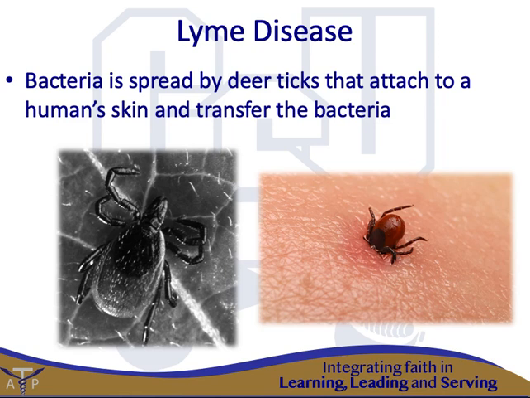Lyme disease is typically spread by bacteria in deer ticks. Deer ticks ingest the blood of animals and humans, and these small ticks attach to human skin and transfer the bacteria by biting them. This method of transmission is the only means of infection. People cannot spread the infection to others.